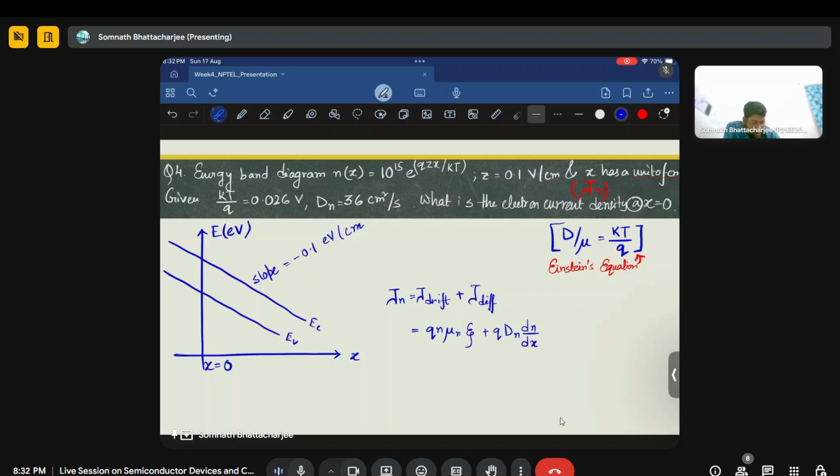So let me write down the values here. We know that the value of kT by q is 0.026 volts. We have the value of Dn, which is 36 centimeters square per second. x is equal to 0, and the field is 0.1 volt per centimeter. We have the value of n(x) directly here, so we can put it directly down there and we can differentiate the value as well. So these are the given values here.